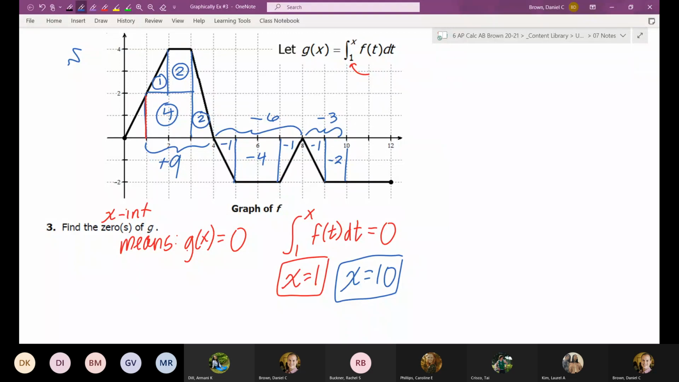And I didn't continue, because of course there could be more than 2 x-intercepts, but if I'm looking at this graph, the rest of it is negative, so there's not going to be another chance for it to be positive and then negative to cancel back out. So this one would just have 2 x-intercepts, at 1 and 10.